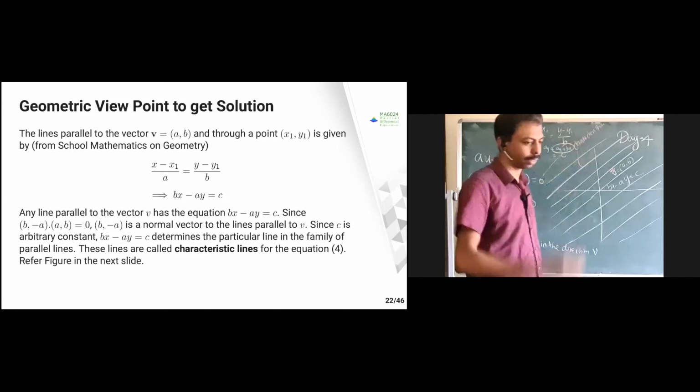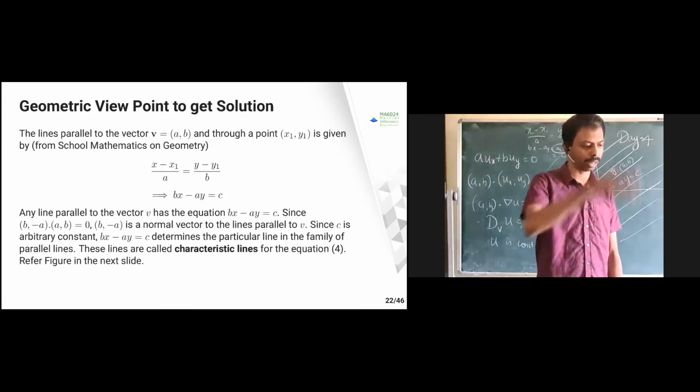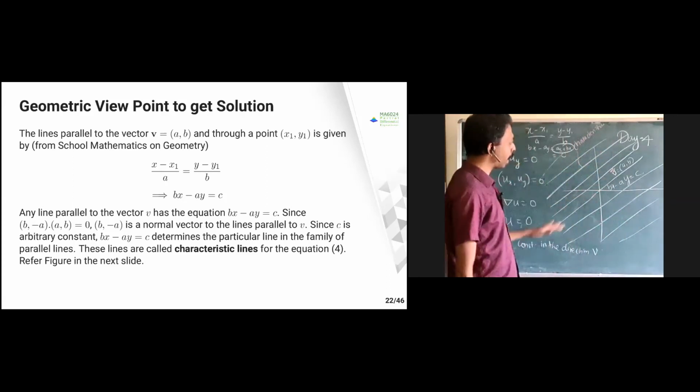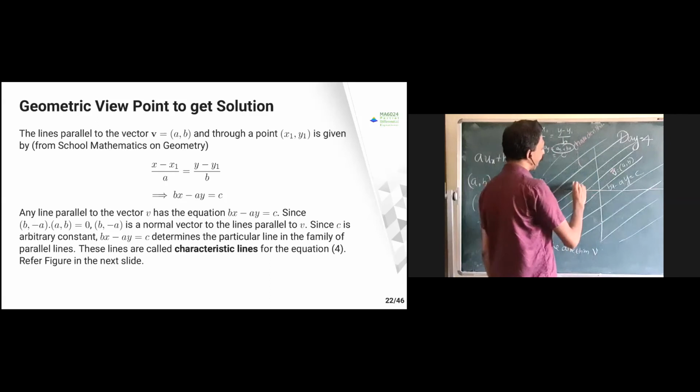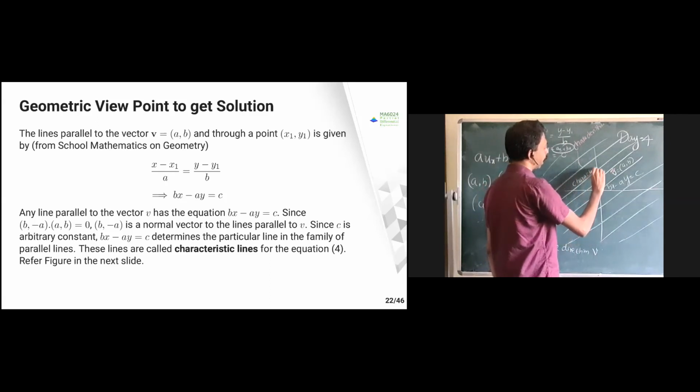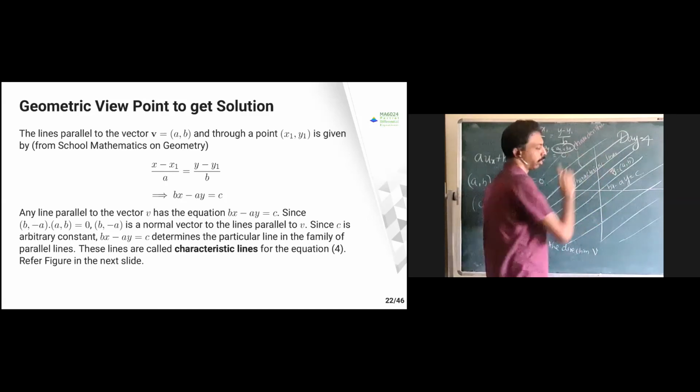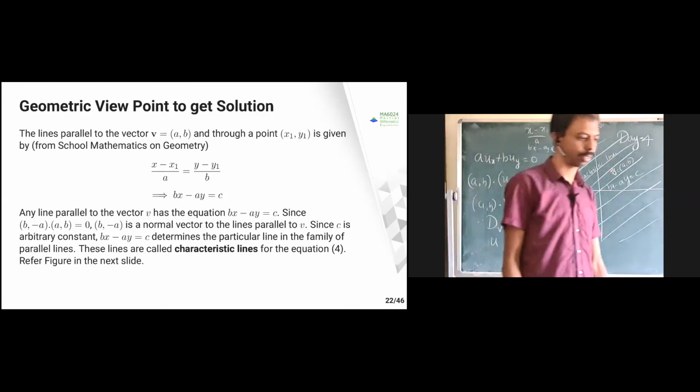Since c is an arbitrary constant, it determines a family of parallel lines. It is going to generate a family of parallel lines. These parallel lines we call characteristic lines. These are all the characteristic lines.